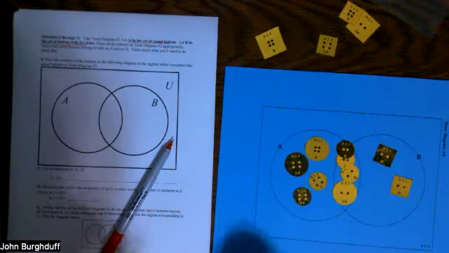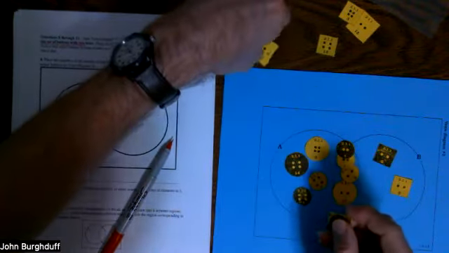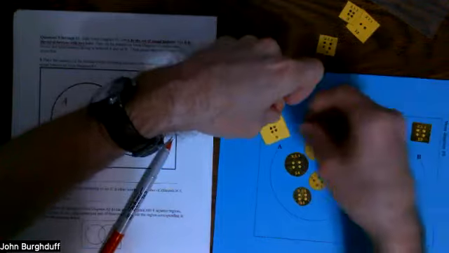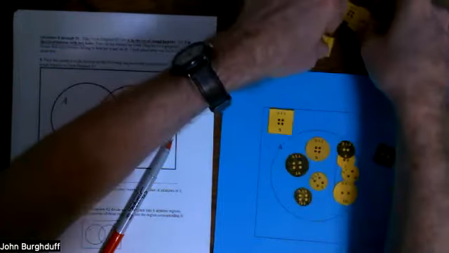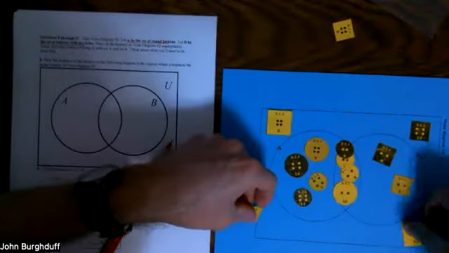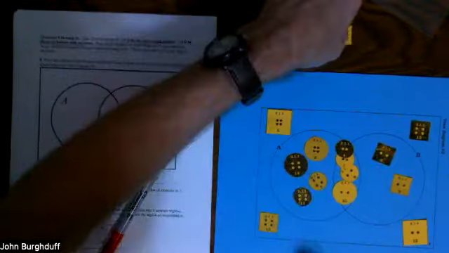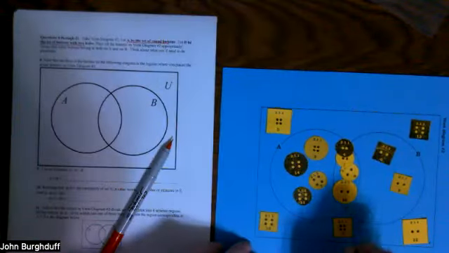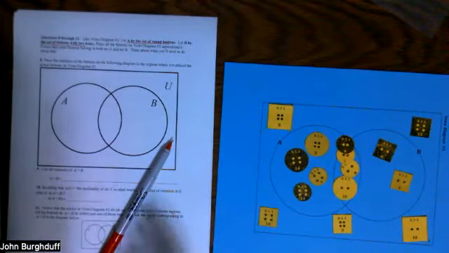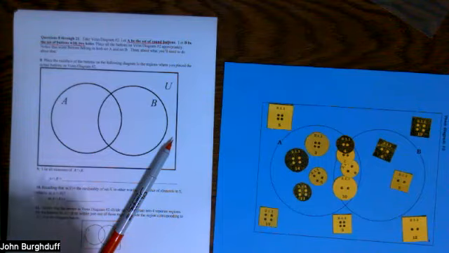Now, that leaves me some other buttons. They have to be somewhere. They're going to have to be outside of both A and B. We never mentioned anything about square buttons with 4 holes. They're going to have to come out here. So that's what this would look like.